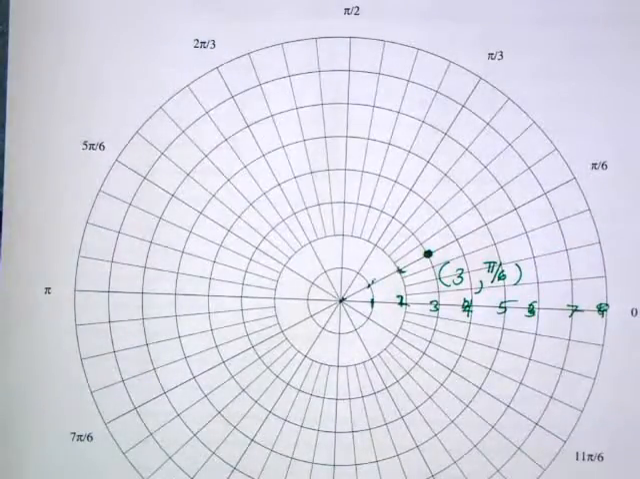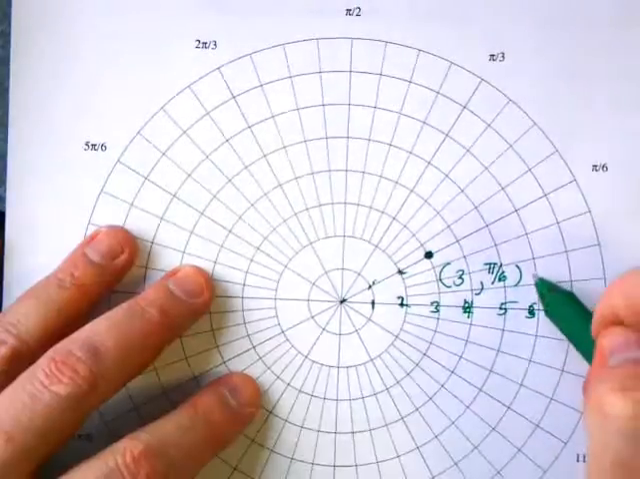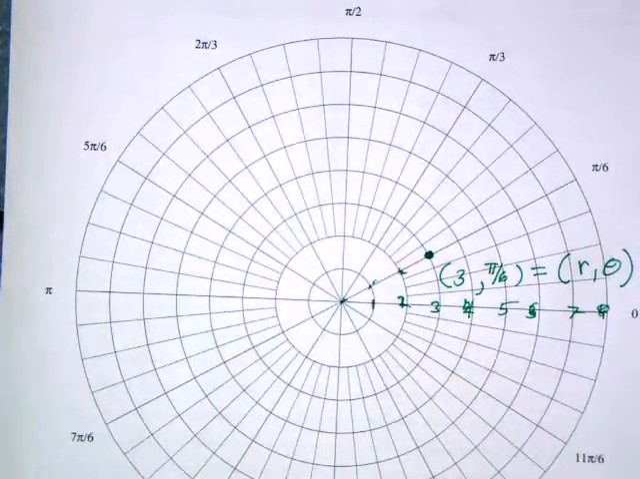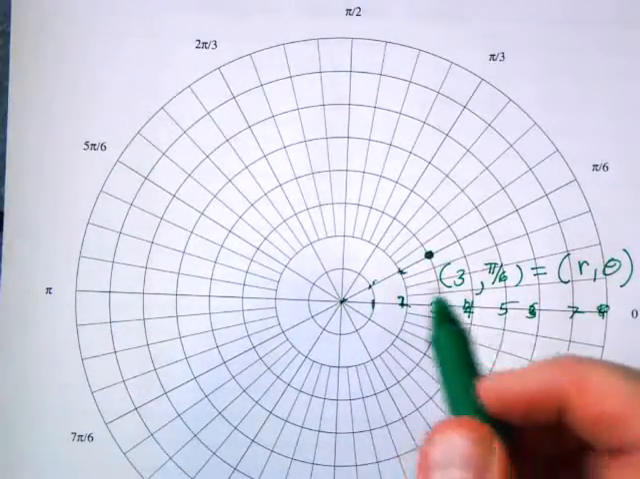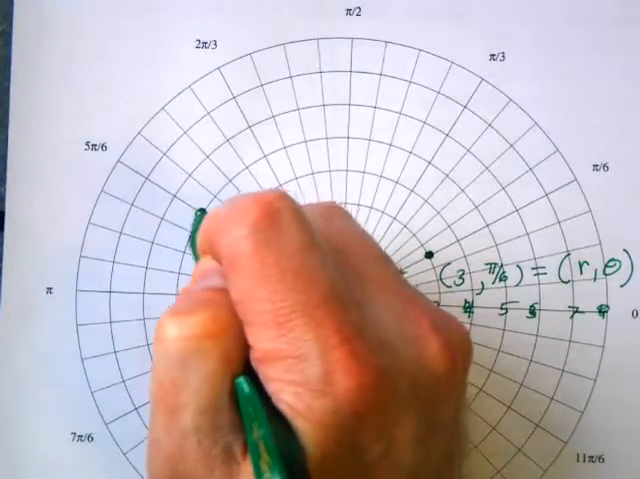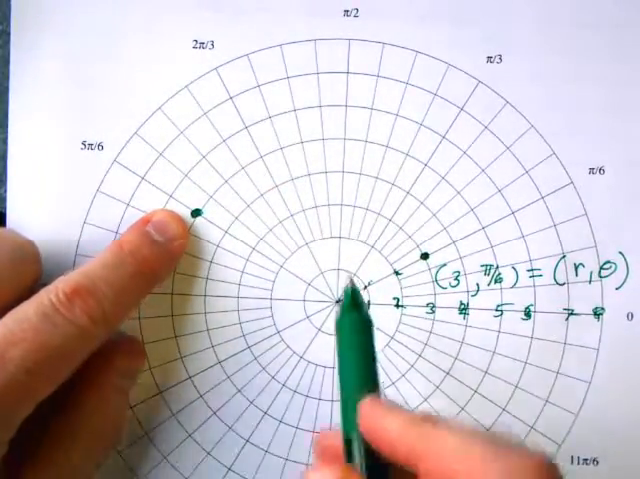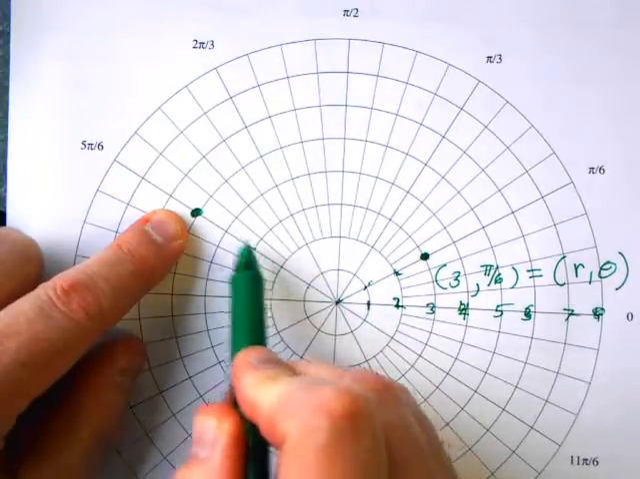So in polar form, instead of giving an x and a y, we give an r and a theta. What's r? The radius. That's the distance from 0. And what's theta? The angle. All right. So how about that point over there? That's what? 1, 2, 3, 4, 5. 5, pi over 6.